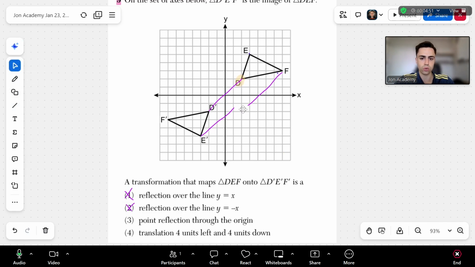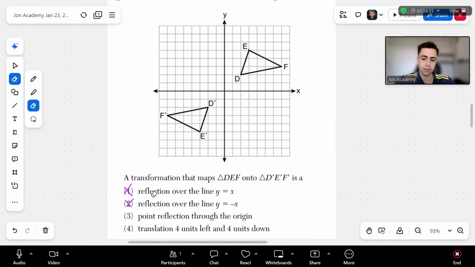Let's jump into the next one now. Let's erase this here. The next one we can try is the last one, because it's a translation. These ones are very easy to check. So 4 units left and 4 units down. So 4 units left from D is here and 4 units down is here. So D into D prime is good. Now let's check E, for example, because all 3 points have to be transformed under the same transformation. And E doesn't work either, and F obviously doesn't work.